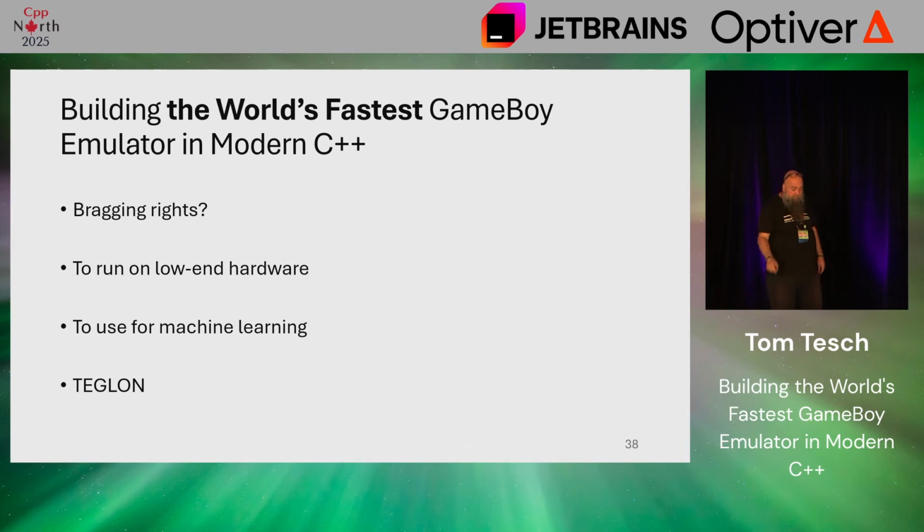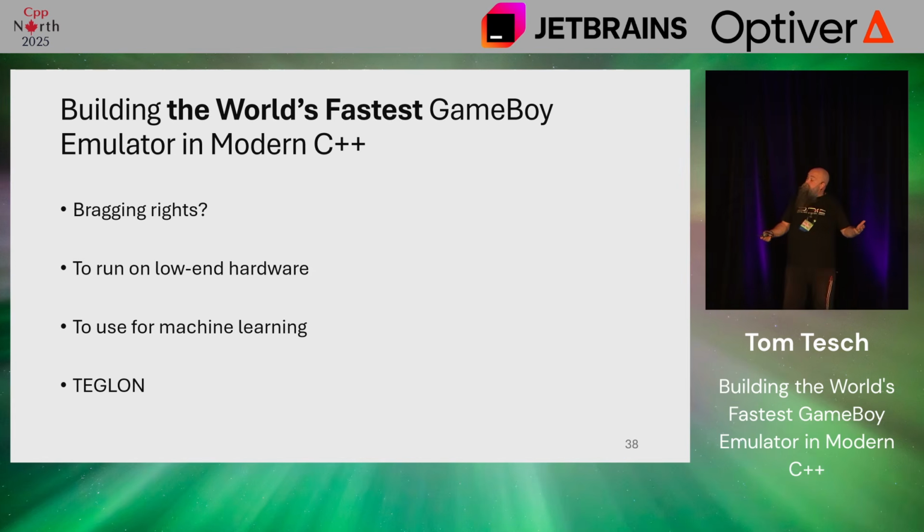So yeah, why the world's fastest? Well, bragging rights. Also, I told that story. This is a race only I'm playing in. Nobody is trying to make the world's fastest Game Boy emulator. If you get 59.7 hertz, which is what the screen refreshes at, why would you go any faster?